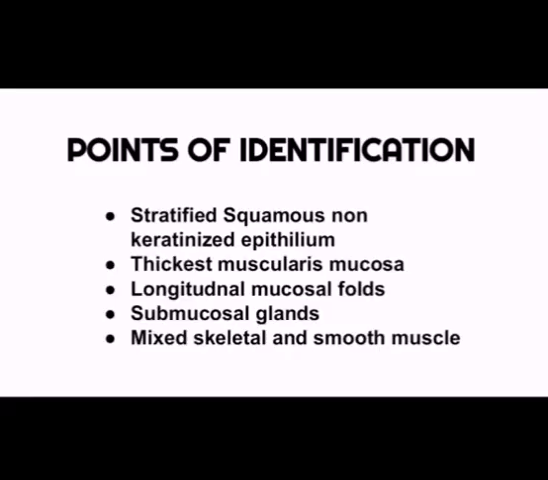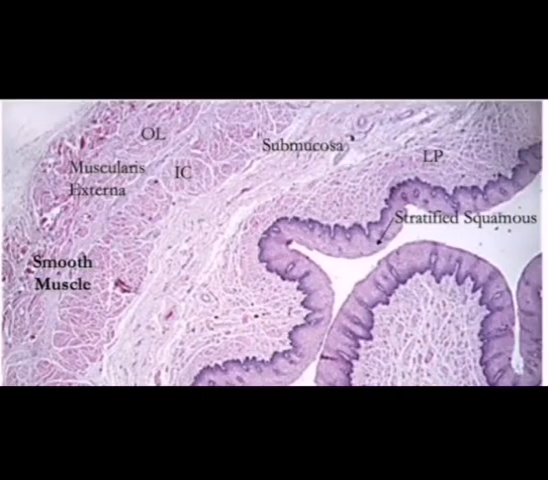Another point is that we do have longitudinal mucosal folds. So the mucosa of the esophagus is in the form of folds. You can see this is a picture at 10x, and the folds are more visible at 4x. But still, you can see these are the folds. The lumen will show some folds.